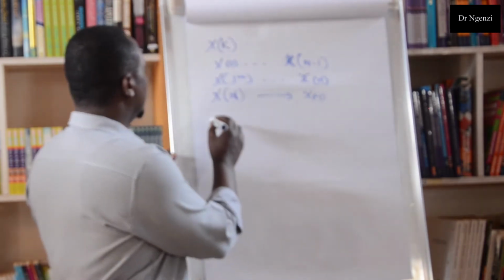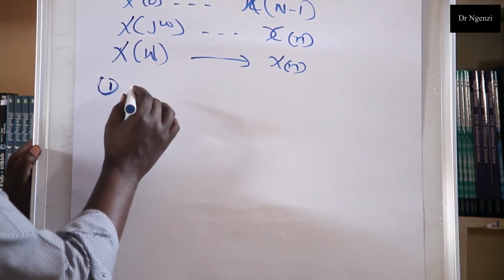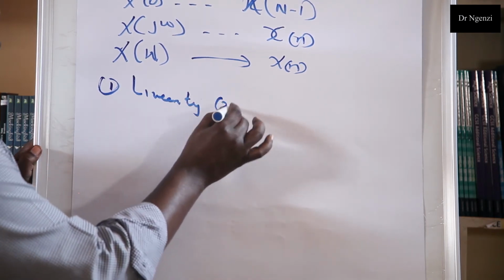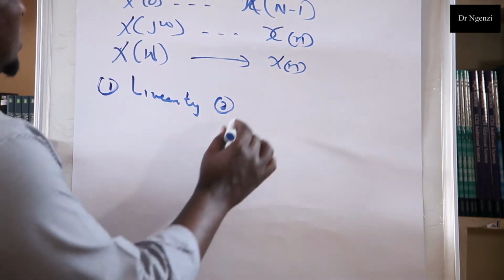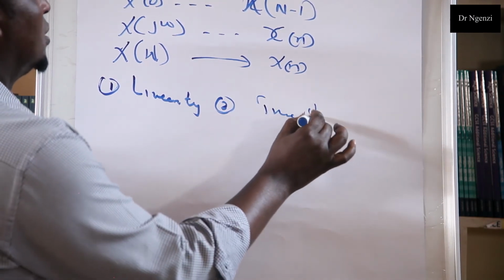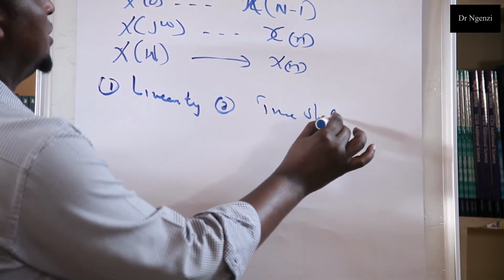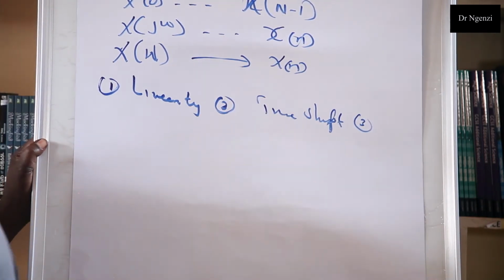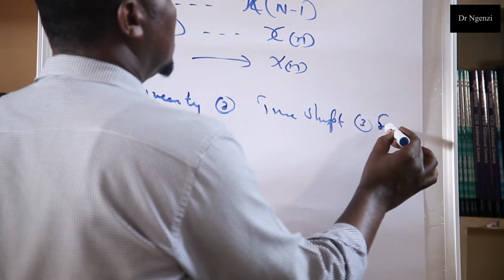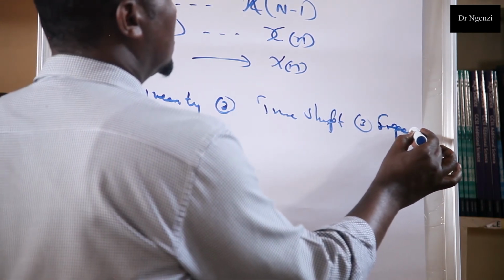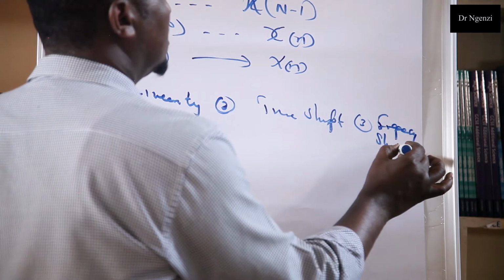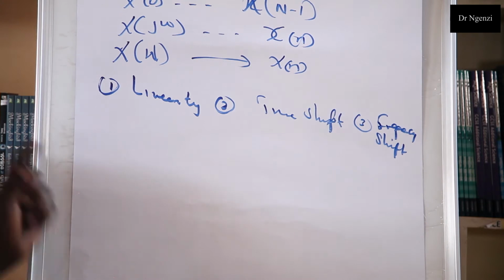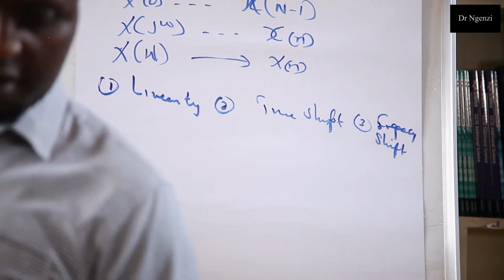So maybe I can just highlight them. Number one is going to be linearity. Number two is going to be time shift. Number three is going to be frequency shift. We can also have the circular convolution.